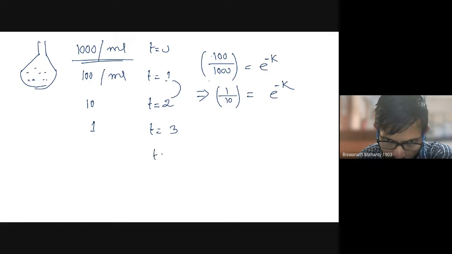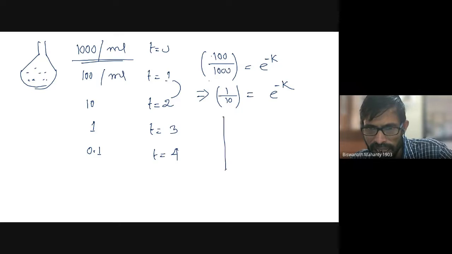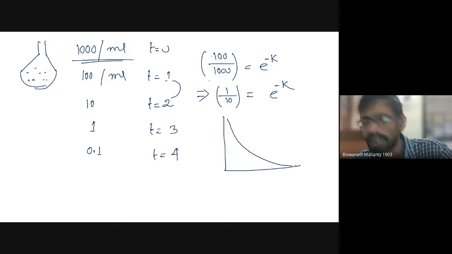At t equal to 4, can you tell me? Of course, you will say, sir, 0.1 bacteria is not possible. Of course, not possible. But what does it mean? It means that if this is the case, I am having some 1000, 100, 10, 1. So what do you think? That the number is always going to be decreasing, right? Exponential decay, rather, I can say, not logarithmic. Exponential decay, I can always say.